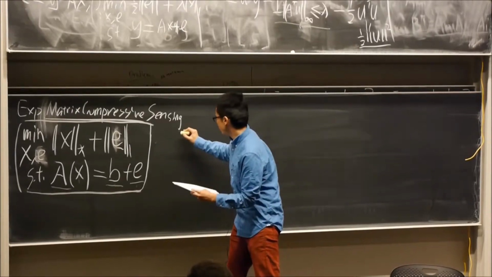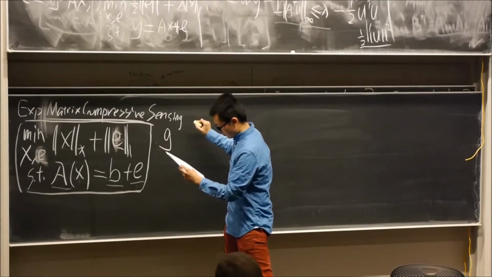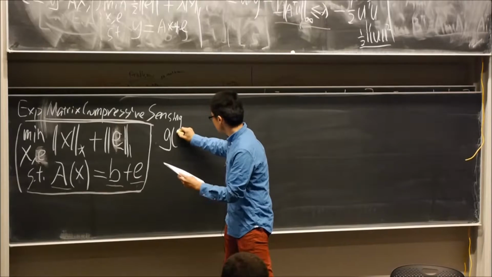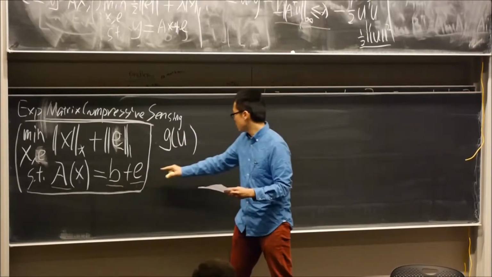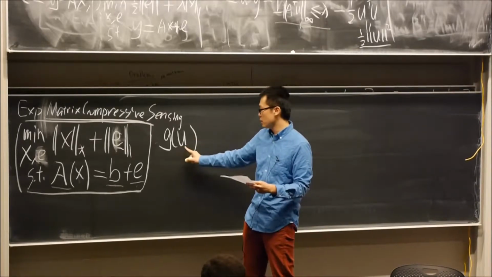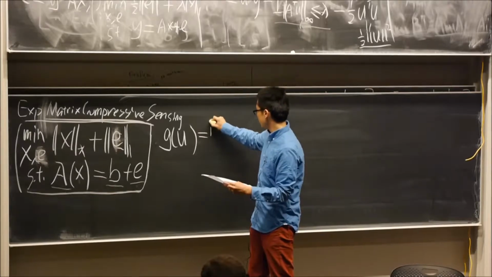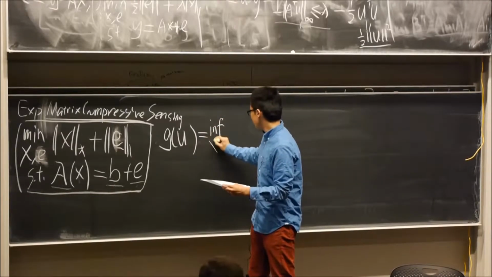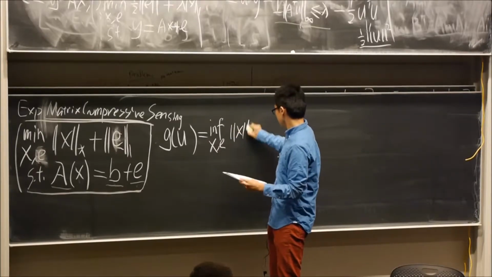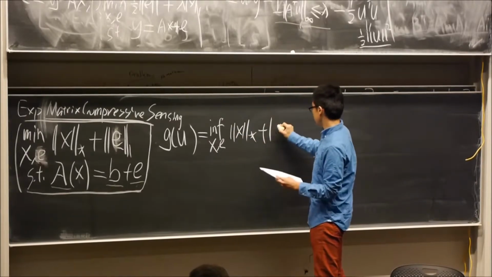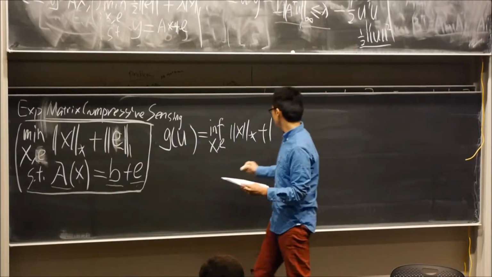Let's just write how we derive the dual. Because we only have one constraint here, we have only one dual variable, and this dual variable is the inf over X and E. Plus, yes, there can be a lambda here, but I just ignore it.